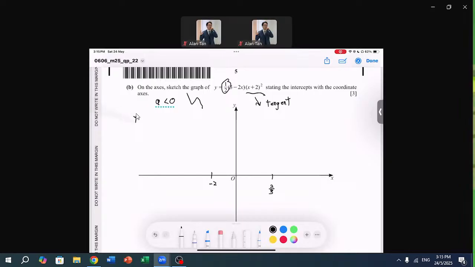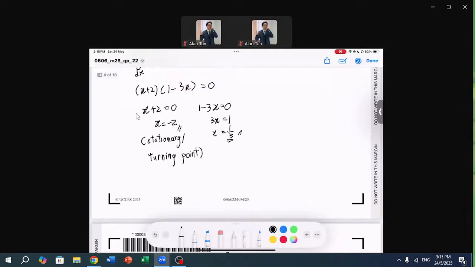Now, other points to note. When x is 0, we want to find our y-intercept. So y equals 1 over 2 times (3 minus 2 times 0)(0 plus 2) squared. That gives us 3 times 4, 12, 12 divided by 2, 6. It crosses at 6. Also, noting that we have a stationary point at 1 over 3.